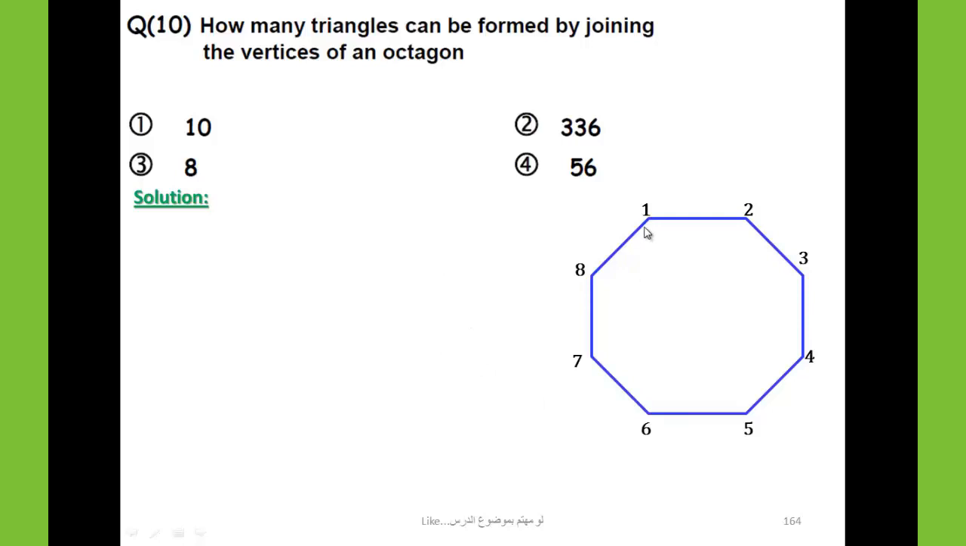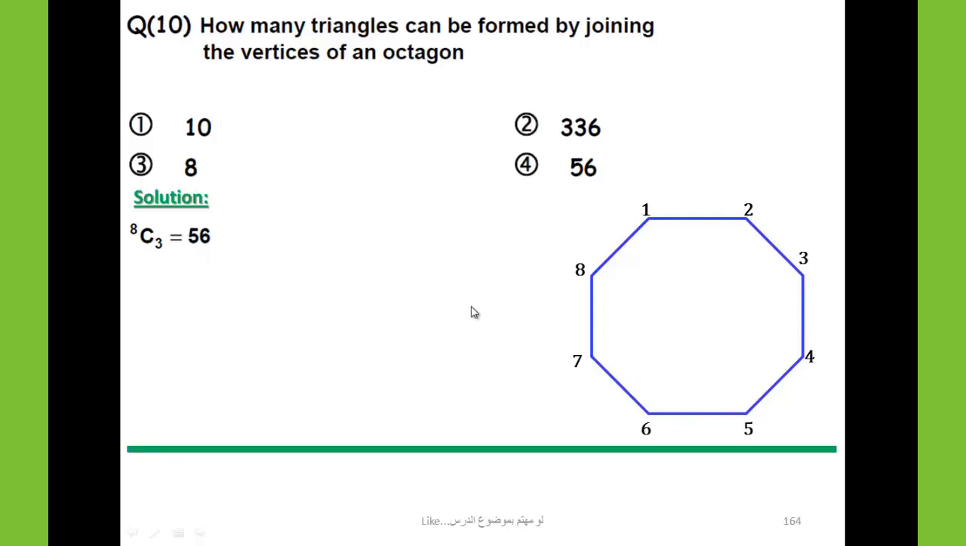So every 3 points, 1, 2, and 3, for example, can form a triangle. So we choose 3 of the 8 vertices by combination. So the number of triangles is 8C3, which equals 56. So the answer is 56. Number 4.